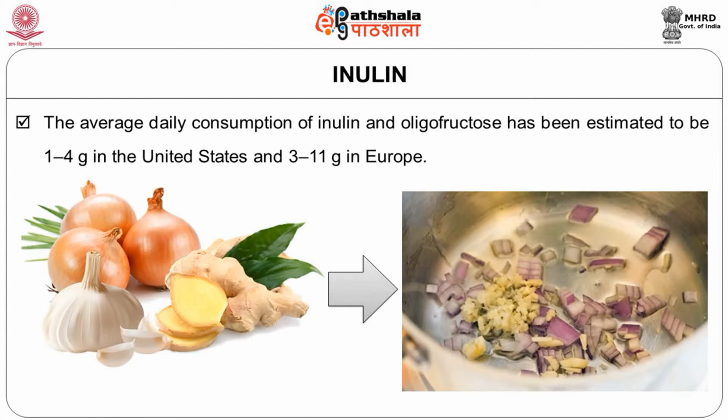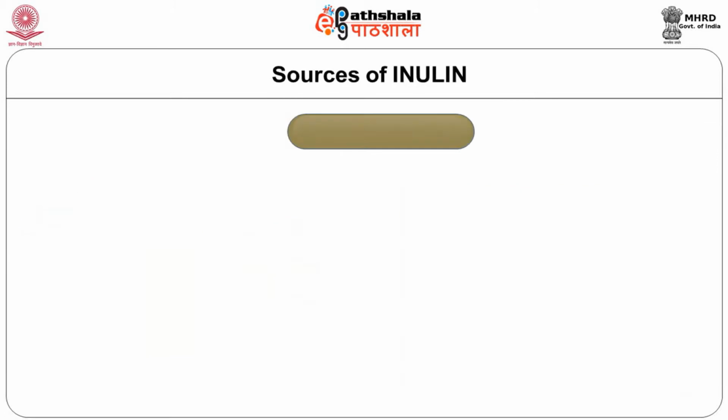Inulin and oligofructose are widely used in functional foods throughout the world for their health promoting properties. The use of garlic, ginger and onion in traditional Indian foods is well known. Fructans, that is inulin and oligofructose, are the ingredients that will meet the needs of the food industry for healthy foods in the future. So, what are the various sources of inulin?